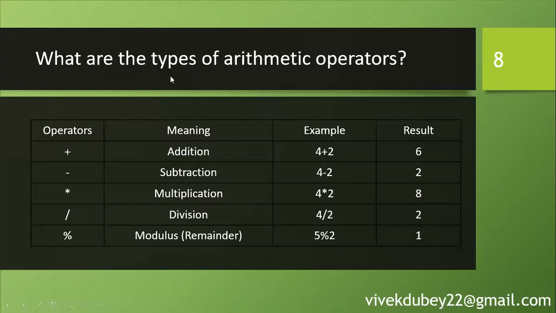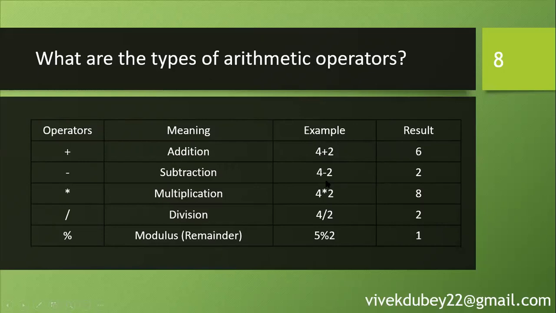Now, what are the types of arithmetic operators available in C language? The operators are plus, minus, asterisk, slash, percentage. What will be their meanings? Plus for addition, minus for subtraction, star for multiplication, slash for division, percentage for remainder and modulus. What could be examples? Like 4 + 2, 4 - 2, 4 × 2, 4/2, 5%2.